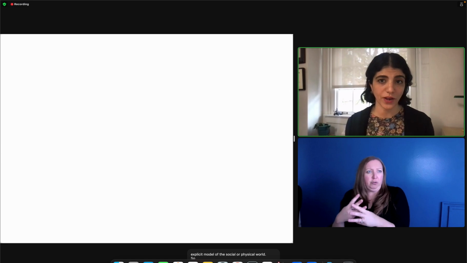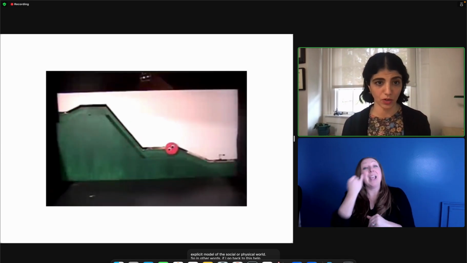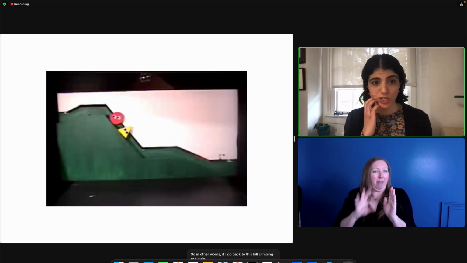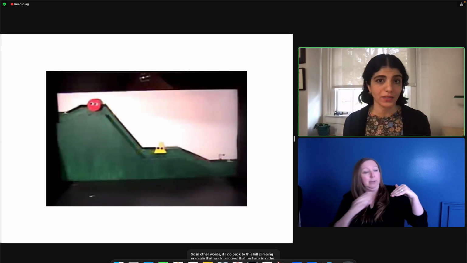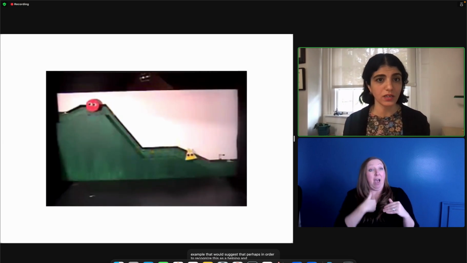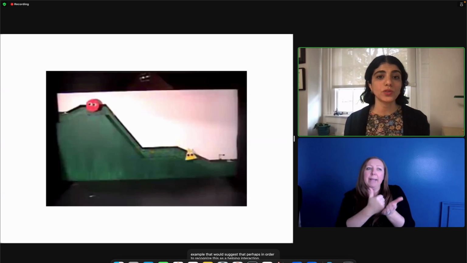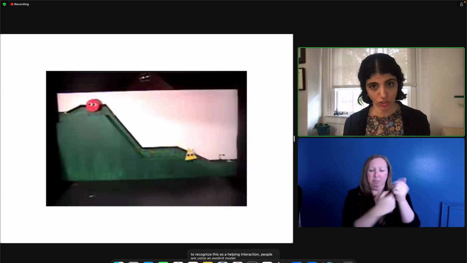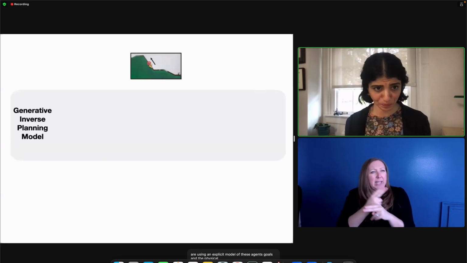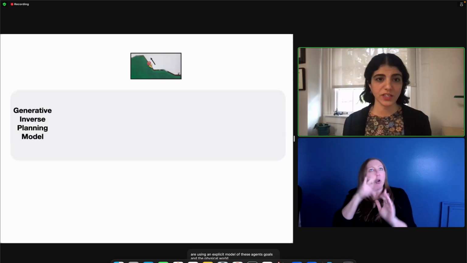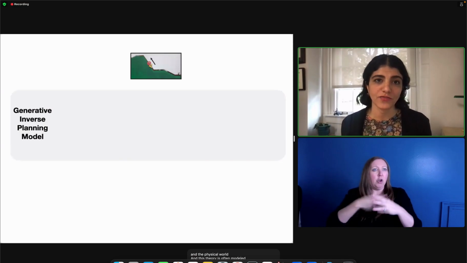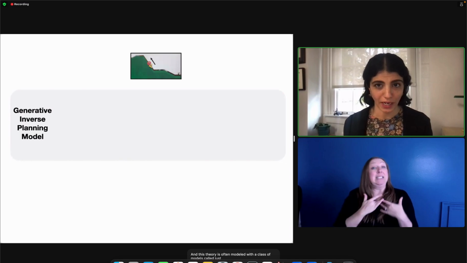So in other words, if I go back to this hill climbing example, that would suggest that perhaps in order to recognize this as a helping interaction, people are using an explicit model of these agents' goals and the physical world. And this theory is often modeled with a class of models called generative inverse planning models.